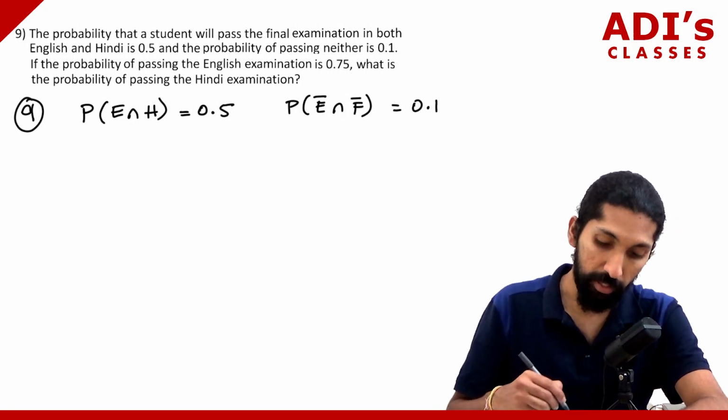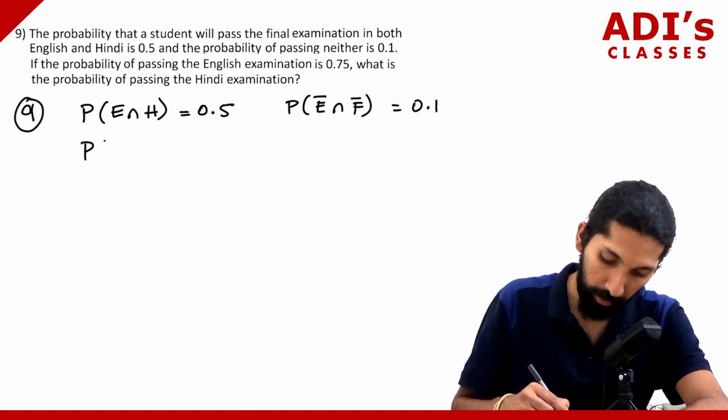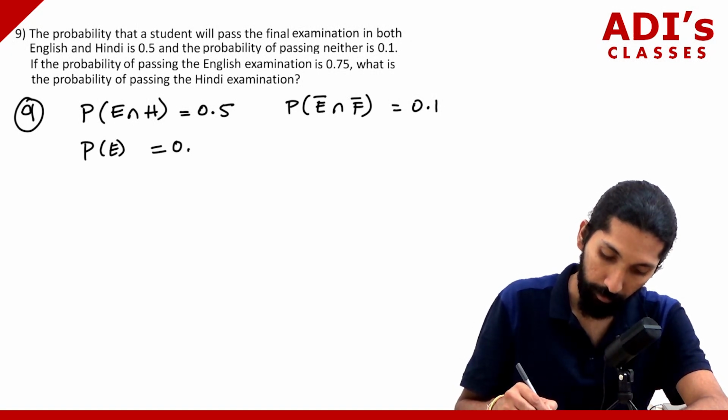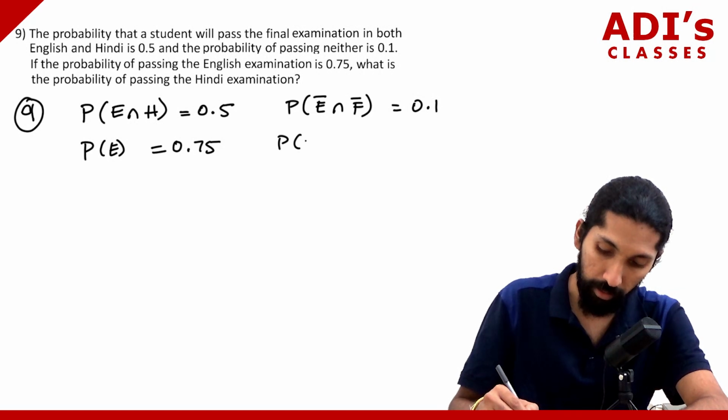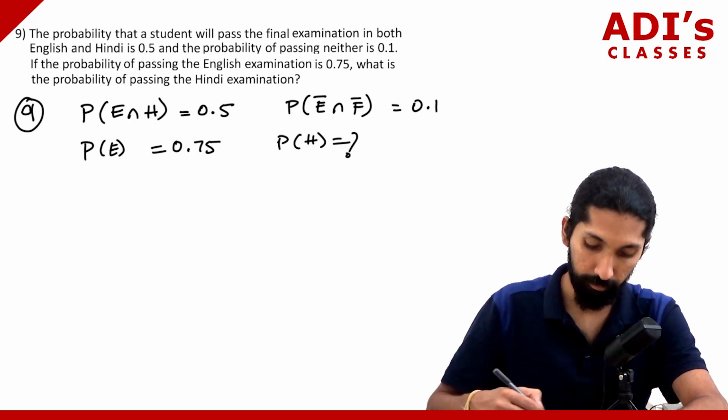So, probability of passing an English exam, P of E is 0.75. What is the probability of passing in Hindi? P of H they are asking.